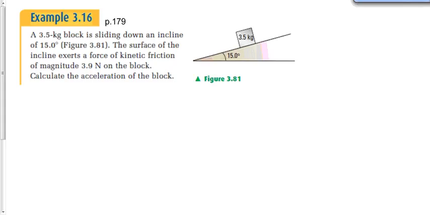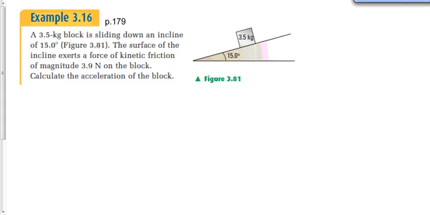3.16 on 179, it says a 3.5 kilogram block is sliding down an incline of 15 degrees. The surface of the incline exerts a force of kinetic friction of 3.9 newtons on the block. What's the acceleration of the block? This one is a little bit more challenging. This one is similar to what we've been doing, but different still. There's an extra step in this one that we haven't had to do thus far.